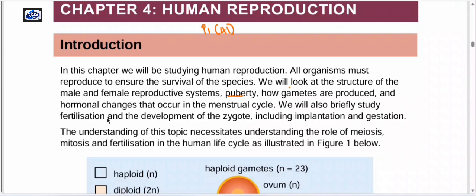And also we're going to learn the fertilization and the development of the zygote, including the implantation and the gestation. So good people, these are the things that will give us the whole 41 marks that we need. So now let us check.